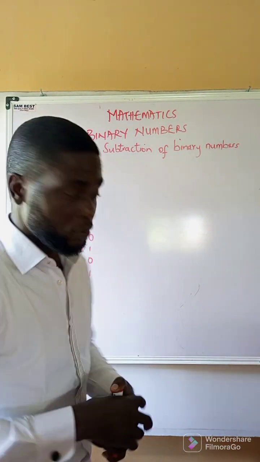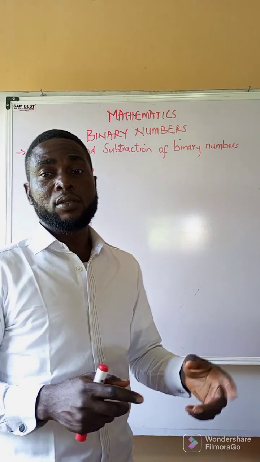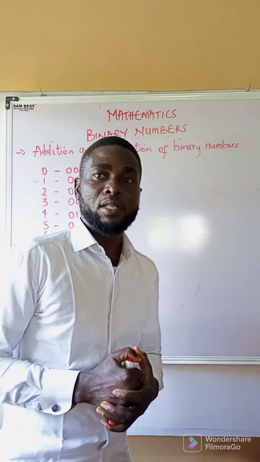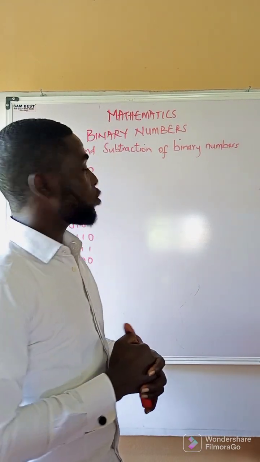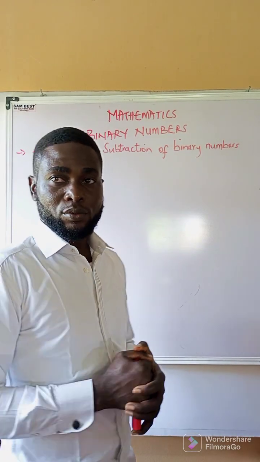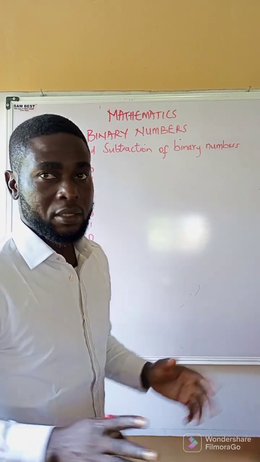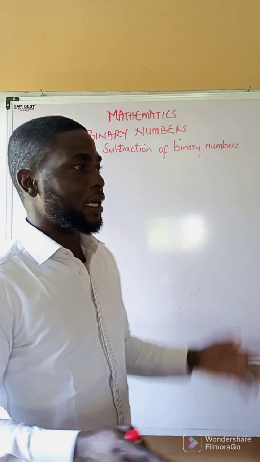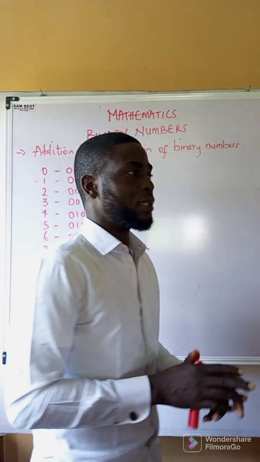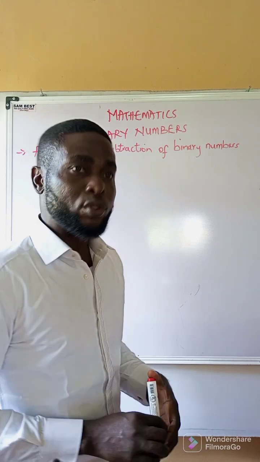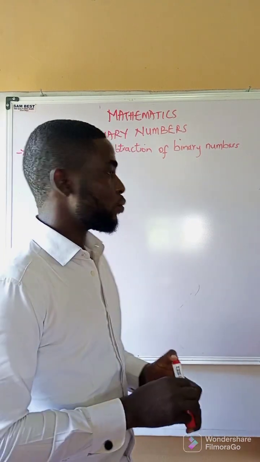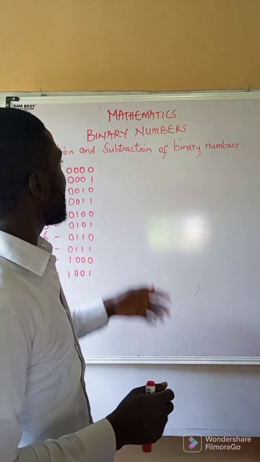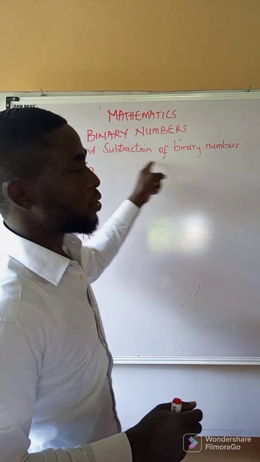But for the sake of those that don't, binary numbers are basically numbers with base 2. They are usually represented as ones and zeros. Nothing more, nothing less. So when you hear binary numbers, just imagine zeros and ones with base 2. Okay? So having said that, we'll go on to the topic of the day, which has to do with the addition and subtraction of binary numbers.